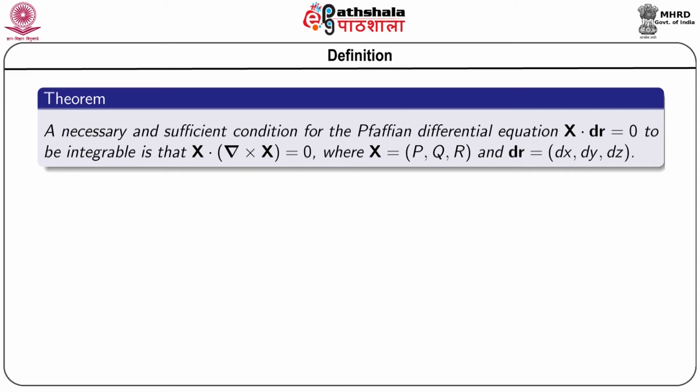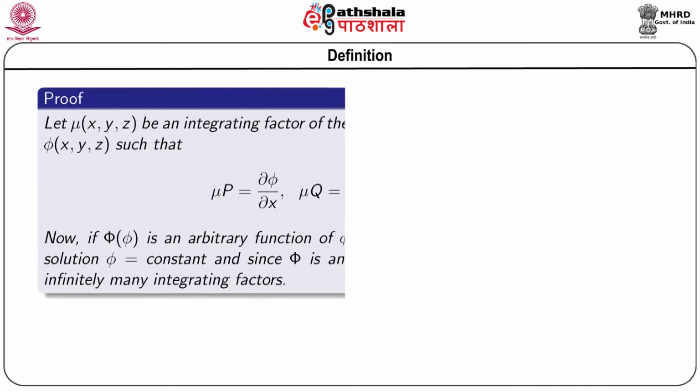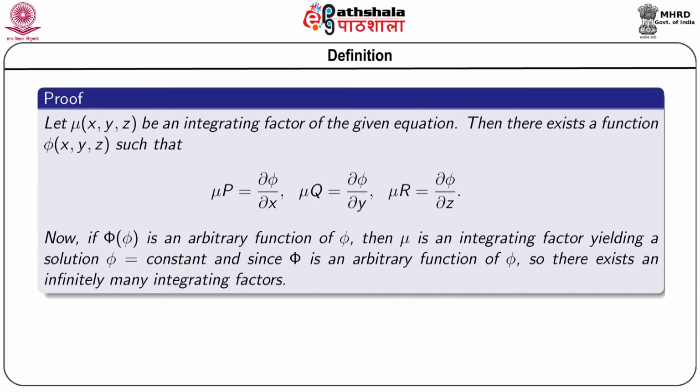So, a Pfaffian differential equation X·dr = 0 is integrable if this condition is satisfied: X·curl X = 0. Now, we are going to prove this theorem. We shall first prove the necessary part of this theorem. That means we first assume that the Pfaffian differential equation X·dr = 0 is integrable, and we have to prove that X·curl X = 0.